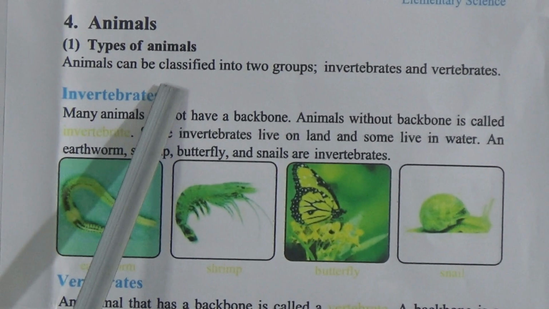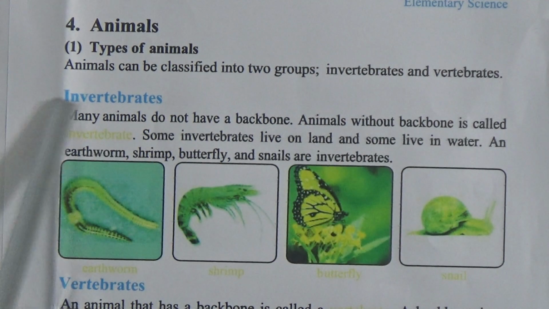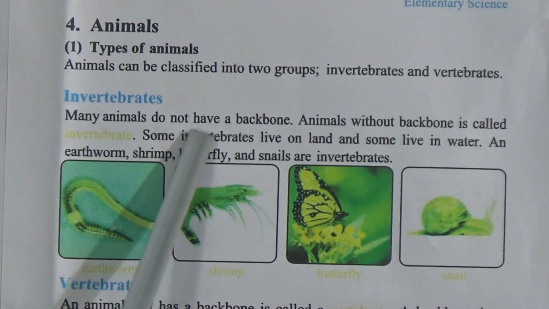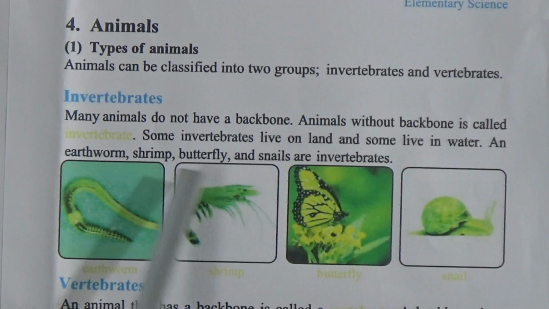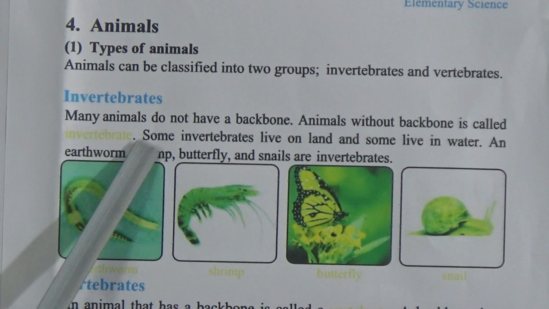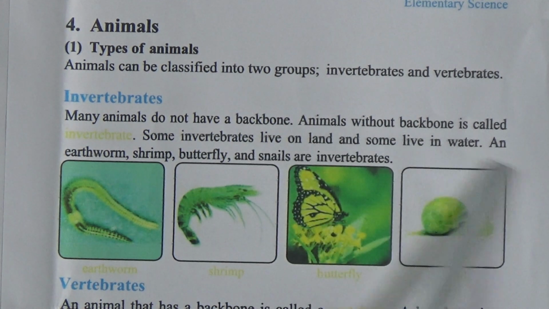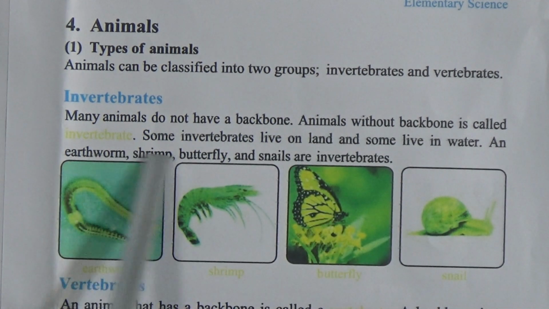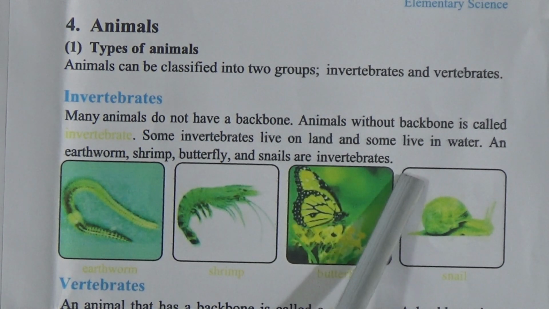Now come to the animals. The first one is types of animals. Animals can be classified into two groups, invertebrate and vertebrate. Many animals do not have a backbone. Animals without a backbone are called invertebrates. Some invertebrates live on land and some live in water. An earthworm, shrimp, butterfly and snail are invertebrates.